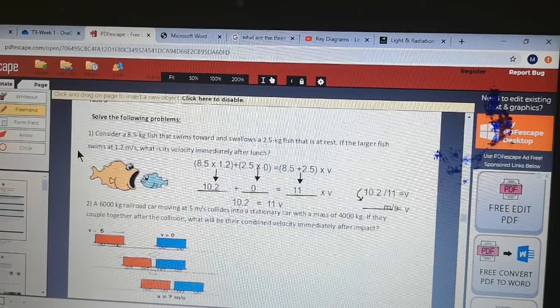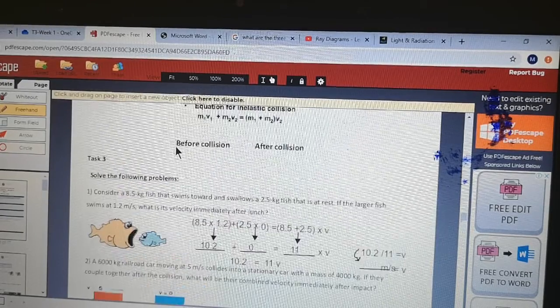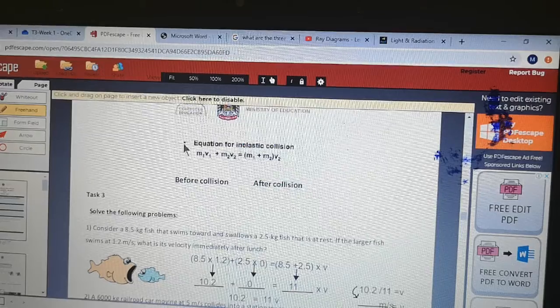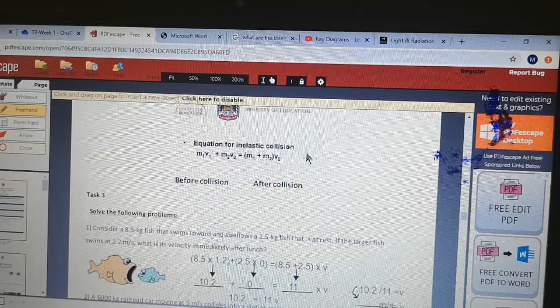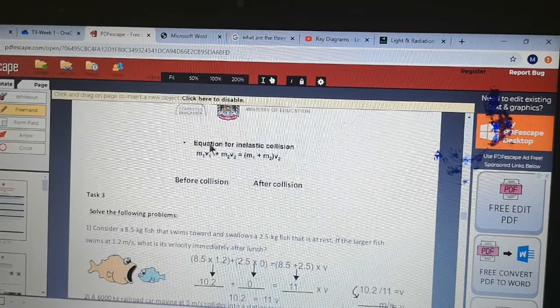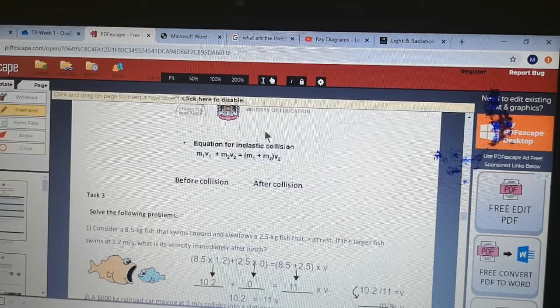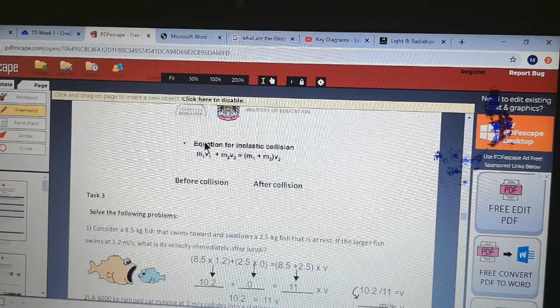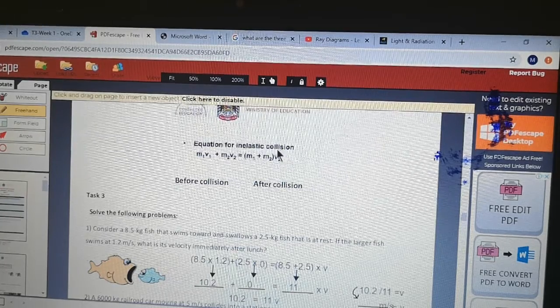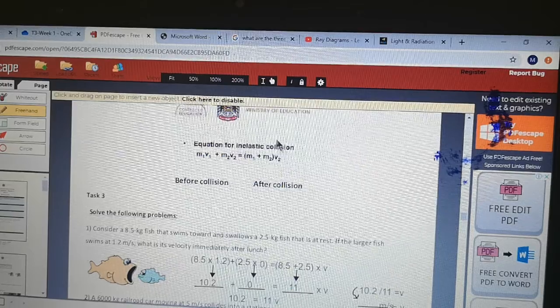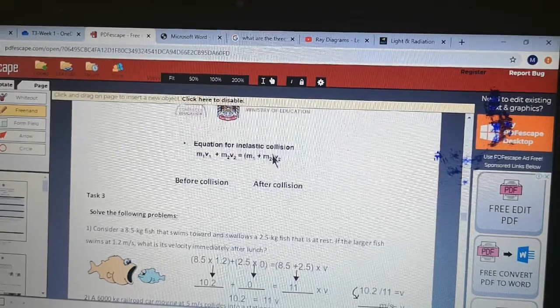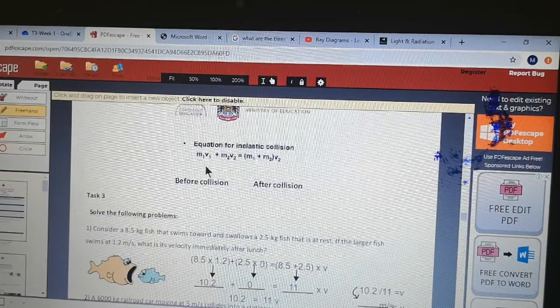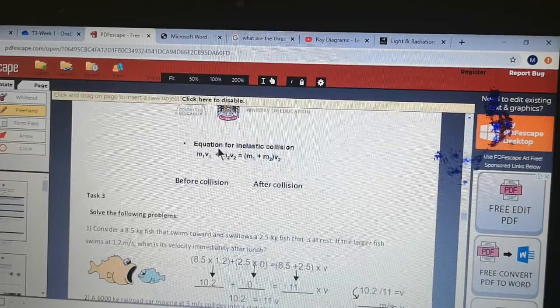Hopefully that's clear. So just as a summary, we've got two equations for collisions. Inelastic, where we do this formula. Now remember to use the right formula. You have to find the masses, which are the kg numbers, find the speeds, and you're looking for the final speed after the collision. After, right? The after is always on the right. The before is always the numbers on the left.